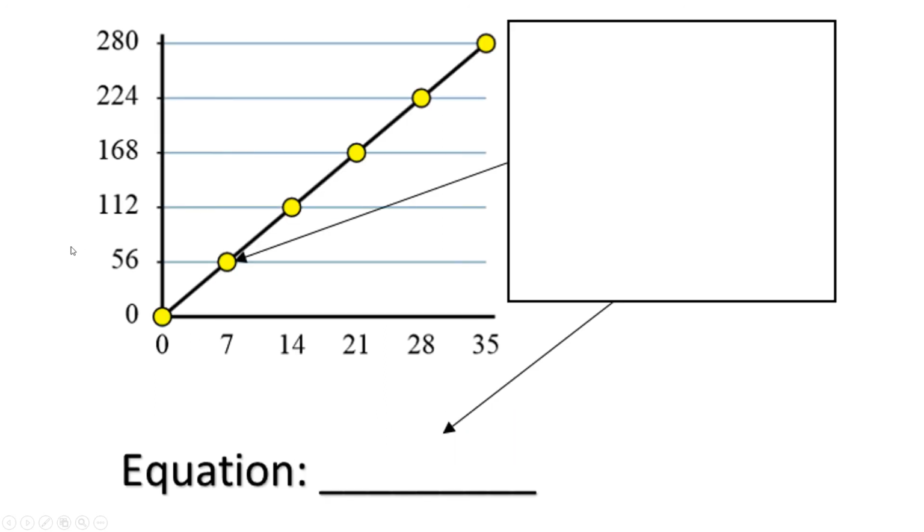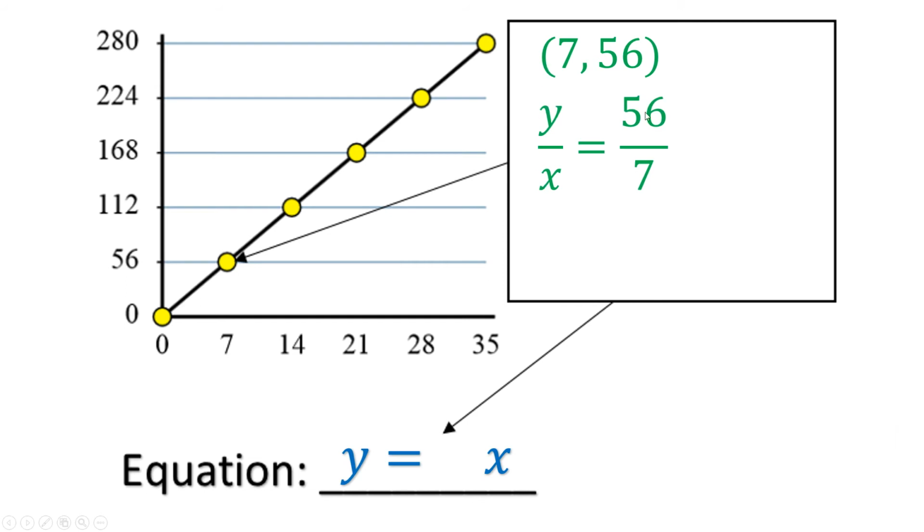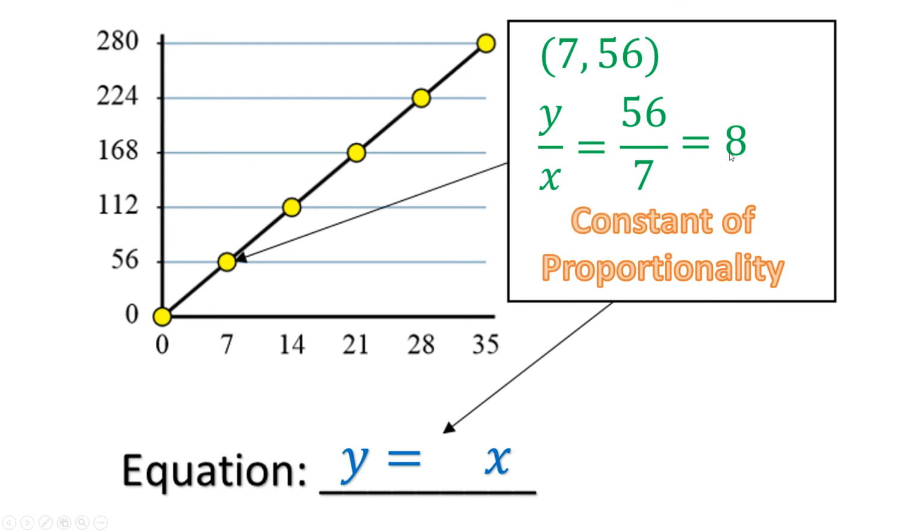So here we have a graph. So once again, we're going to do y over x, and we're going to get a y equals something x equation. So we have our ordered pair of 7 and 56. So y over x is 56 over 7. Divide and you get 8. That is our constant of proportionality. And so the equation would be y equals 8x.